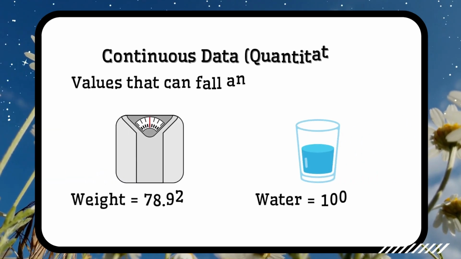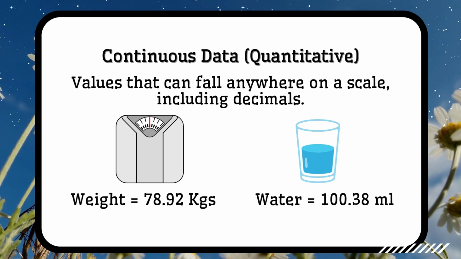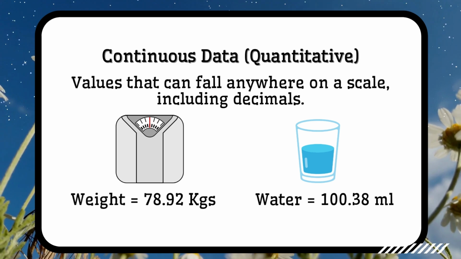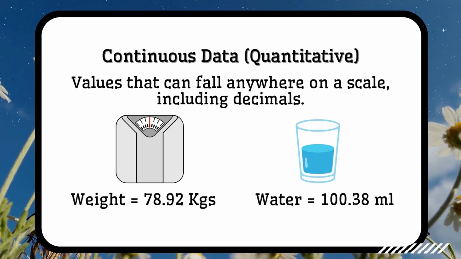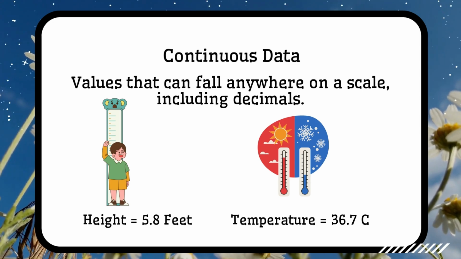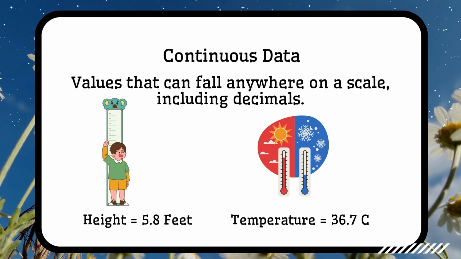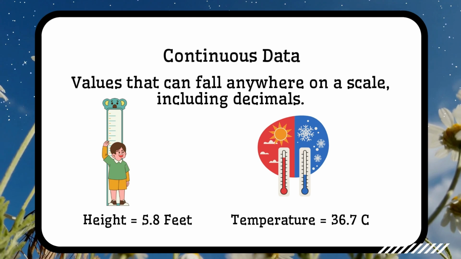Whereas continuous data are values that can fall anywhere on a scale, including decimals. There can be infinite values between a range. Imagine pouring water into a glass. The amount can be precisely measured to any decimal point. Examples include height like 5.8 feet, temperature 36.7 degrees centigrade, speed 65.4 miles per hour. These are some examples of continuous data.